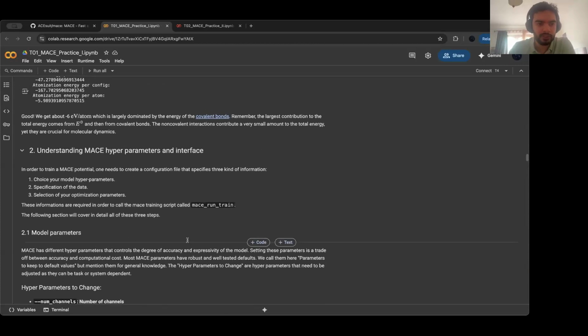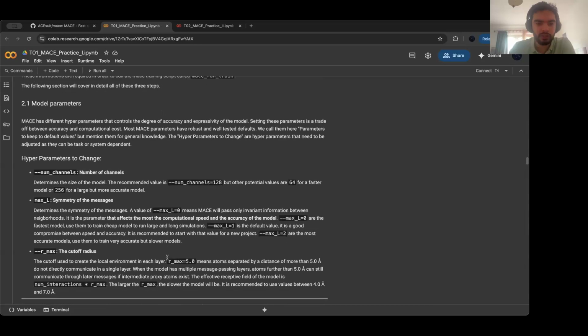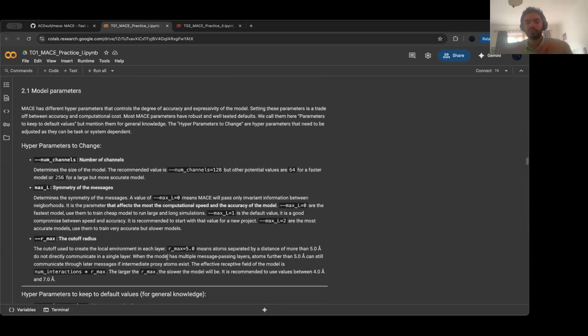And then here, I've written a bit of a section on the hyperparameters of Mace. So if you want to train from scratch, you can basically select if you want to have a fast Mace, a medium Mace, or a more accurate and larger Mace.